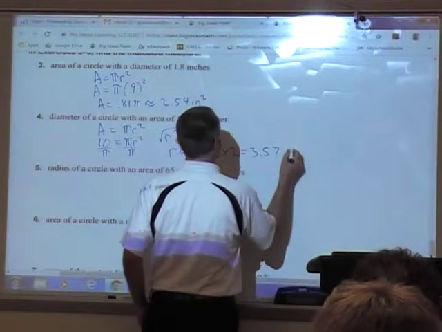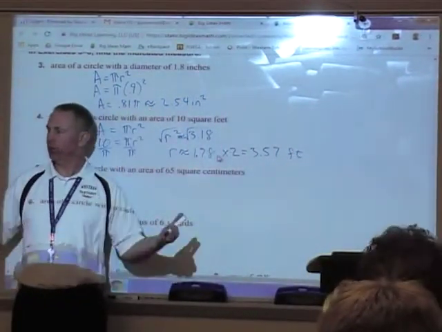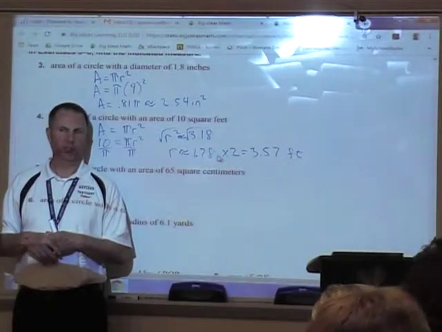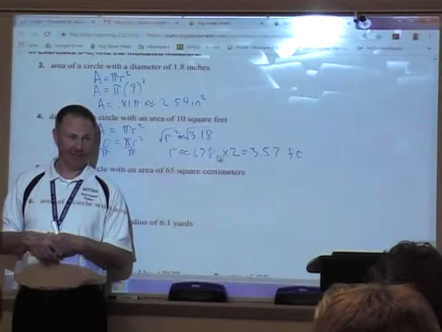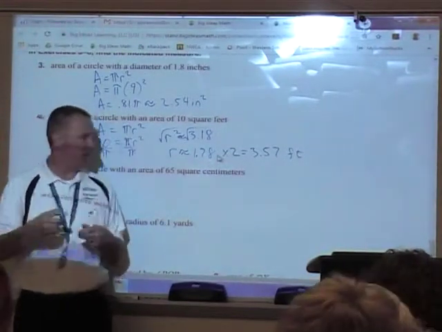And this would be just feet, not square feet, because it's the length of the diameter, not the area. Anybody get that totally right with the units? Awesome. Good. All right, great.